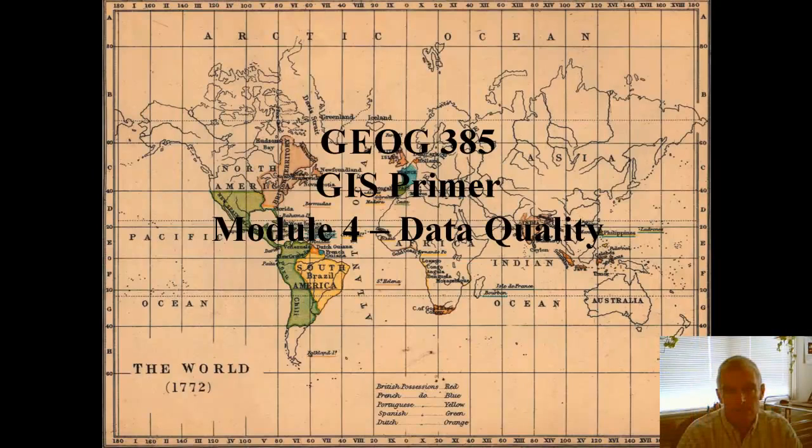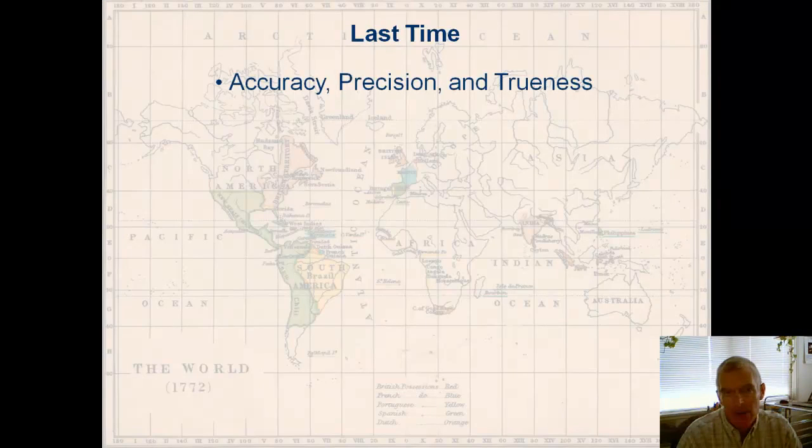Okay, remember last time I talked about accuracy, precision, and trueness. Accuracy in the new definition is how close the mean of a set of measurements comes to the true value. Precision is how close repeated measurements come to each other. In order for something to be true, it has to be both accurate and precise.